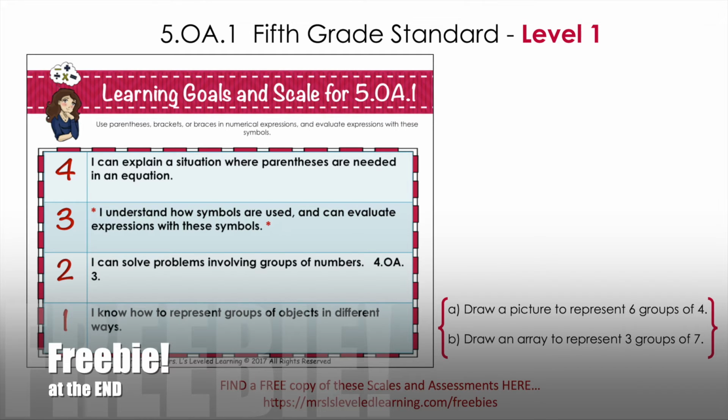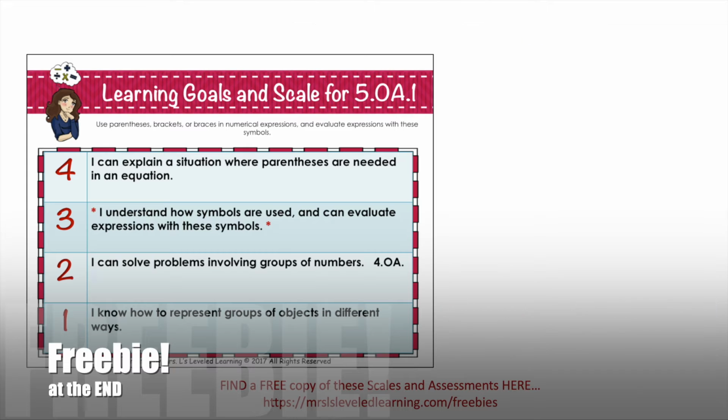So a level 1 question, students know how to represent groups of objects in different ways. We're going to start very simple with pictures. So I would ask them to draw a picture to represent 6 groups of 4, 3 groups of 7. If you want to give them a challenge, you could say also do 4 groups of 6 and 7 groups of 3. Make sure that they know they can flexibly use groups and understand how they might be different or the same. Very basic. Make a picture on their paper, something they would probably have done in 2nd or 3rd grade.